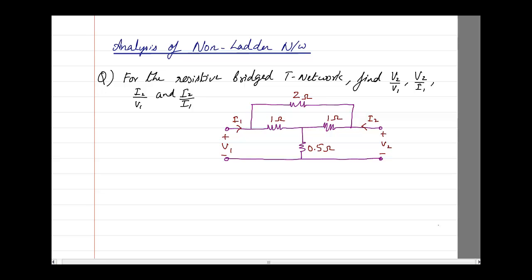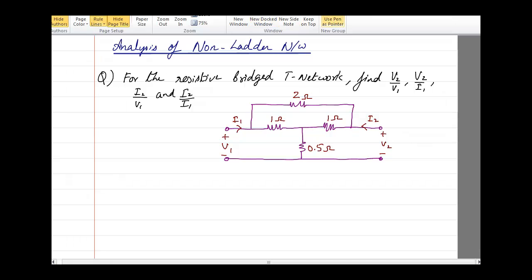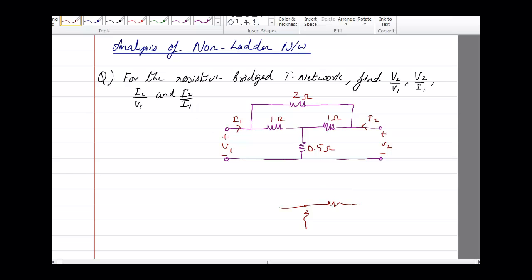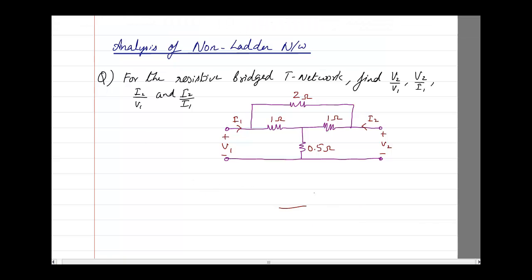There are many things that people do. One of the things is people try to make this into a ladder type network. That is one of the ways. How you can do that is we can take this as a delta network and do a star to delta conversion. When we do that, we will get a circuit which looks something like this. There will be a star instead of the delta, and then the original circuit will be there. Sometimes people try to do that, but that is a very long method. There is no need for us to do that.